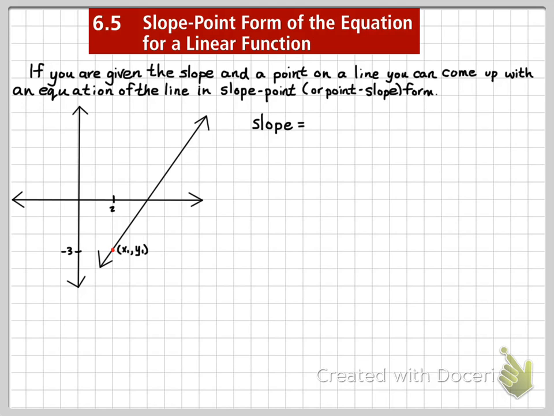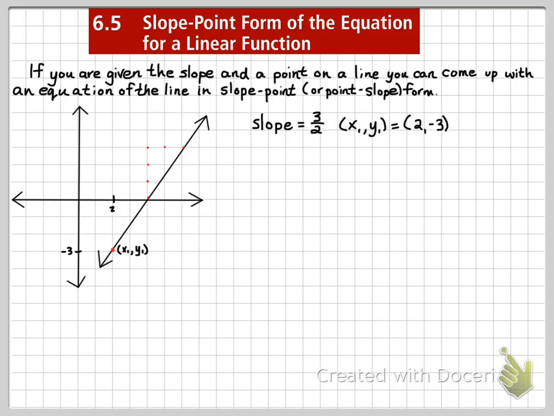What's the slope of this line? Well, if we take a couple of points on it, I notice that if I started here, I could go up 3 and over 2, so the slope is 3 over 2. Now I need a point on this line. Well, let's say that's going to be (2, -3). That's the point that we've got in red.